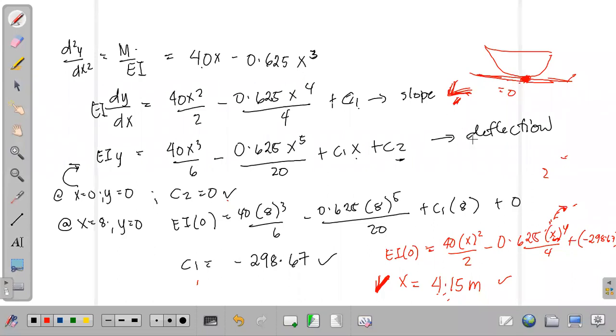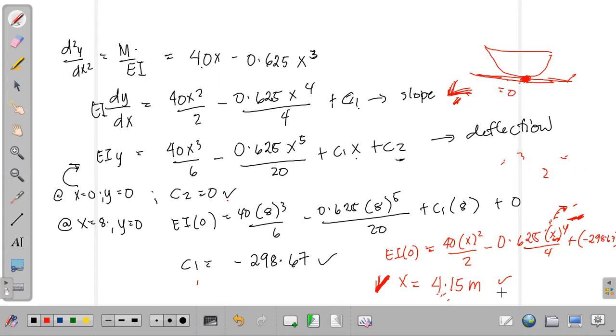Kung x to the second, x to the third, di ba meron sa calculator nyo yan, yung pag-solve ng to the third. To the fourth ata, wala ata sa calculator ito, yung 991ES. Kasi hanggang third power, pwede nyo din gamitin yung equation sa calculator. Okay? So yung x natin dito for the maximum location is x is equal to 4.15.